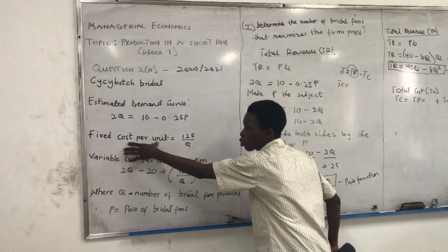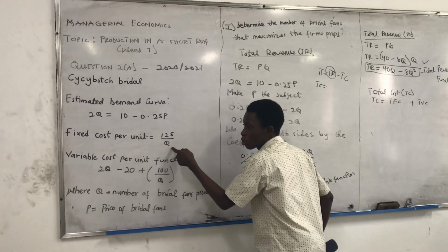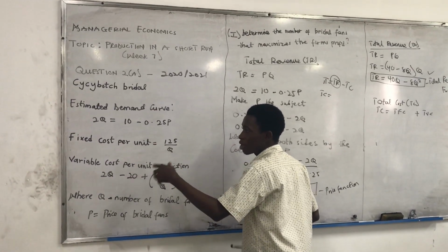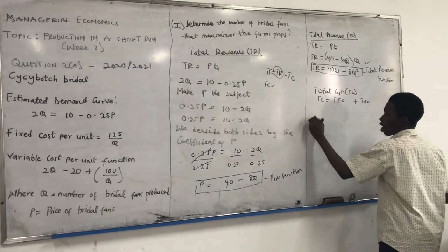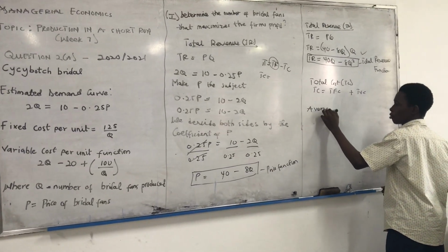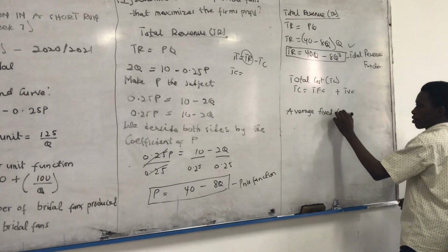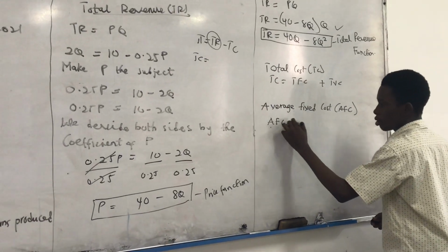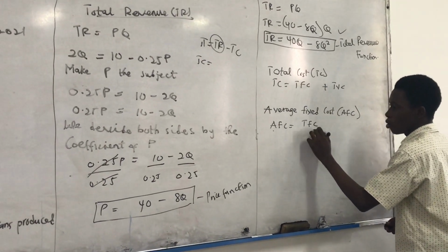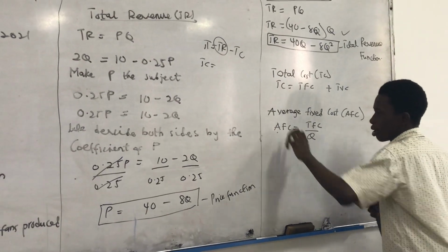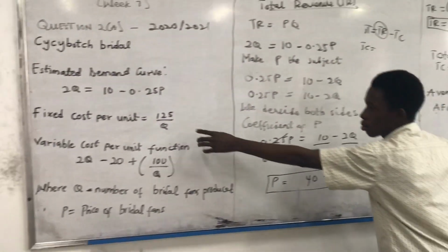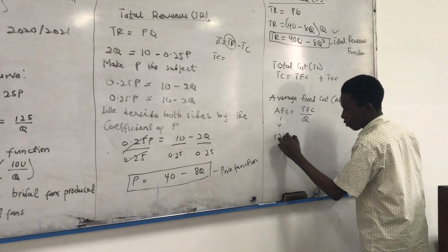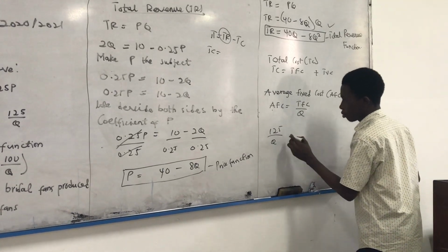So if you are given per unit cost, it means that the actual figure given here is your average fixed cost. Whenever you see per unit cost, it stands for average fixed cost, which is AFC. So AFC, average fixed cost, equals total fixed cost over quantity. Now, what was the average fixed cost given to you? 125 over Q.